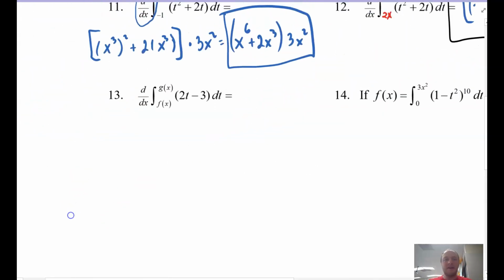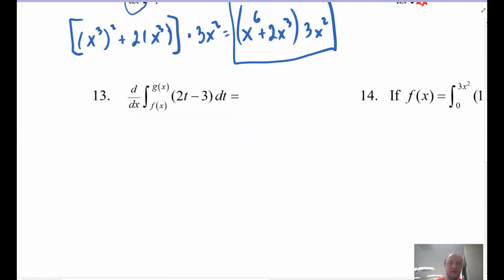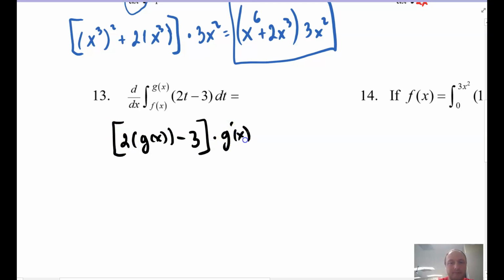All right, and then one more, we'll just look at if our bounds are just general functions. So again, I'm taking the derivative of an integral. They kind of cancel out, and now we're just going to evaluate at these bounds. So we have 2 times g of x minus 3. And then notice g of x is a function, so I have to go ahead and multiply by the derivative of the inside. So that's g prime of x.